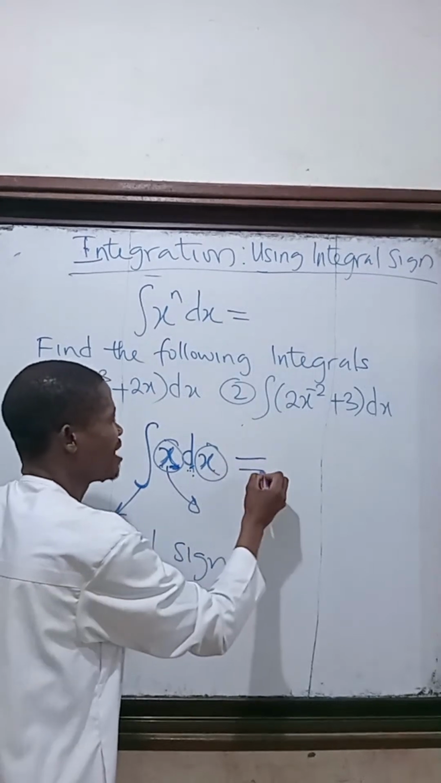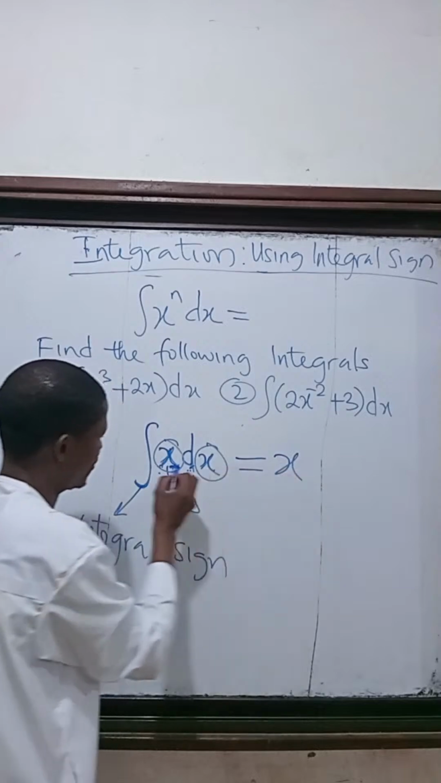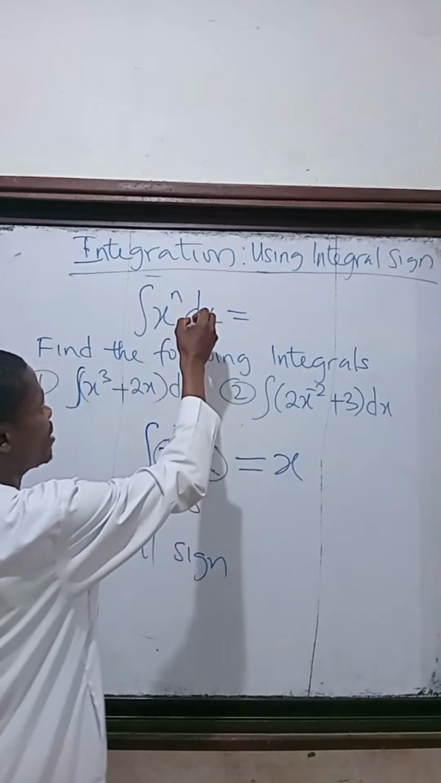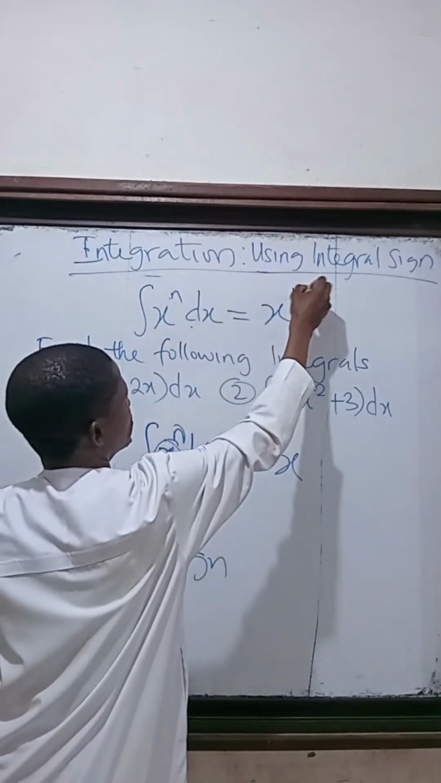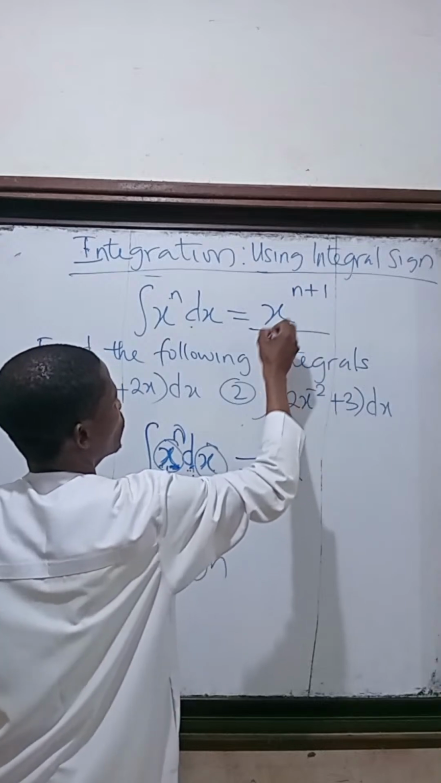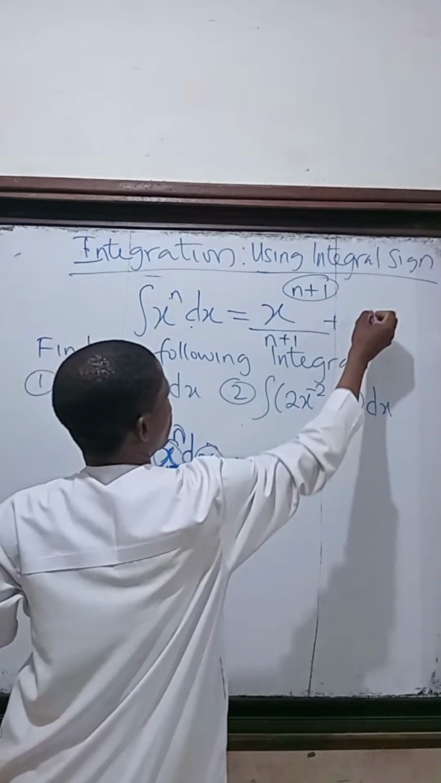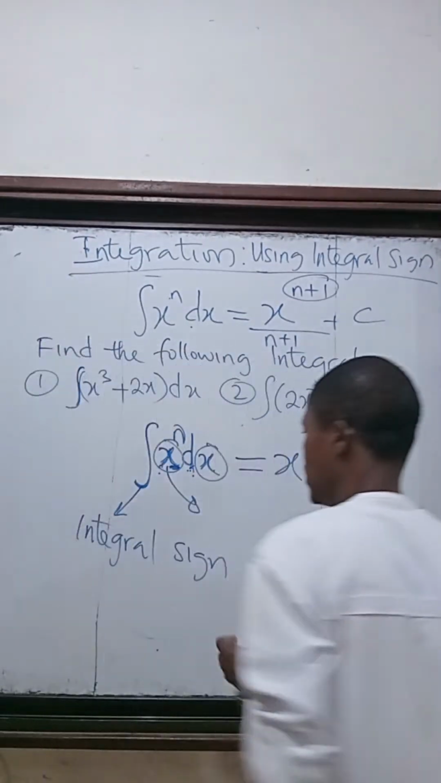So the general formula is what? When you have the integral of this function, with power n, this will be equal to what? The function to the power n plus 1 over n plus 1, and then plus the constant of integration. So that's how to integrate.